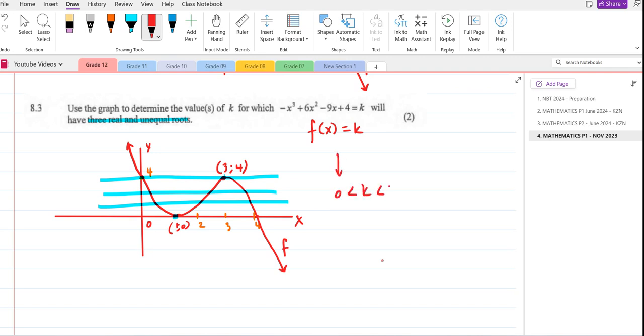If you cut anywhere between 0 and 4, but not at 0 itself and not at 4 itself, you will get 3 real and unequal roots. But if you include those, you might get equal roots. That's the reason why we don't include the turning point y values. So remember to look at TPY values for these types of questions. All right, moving on to the next question.